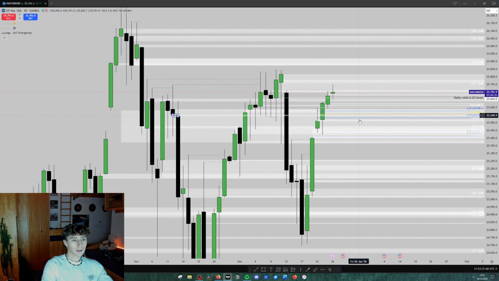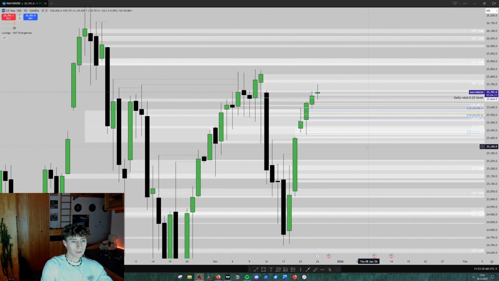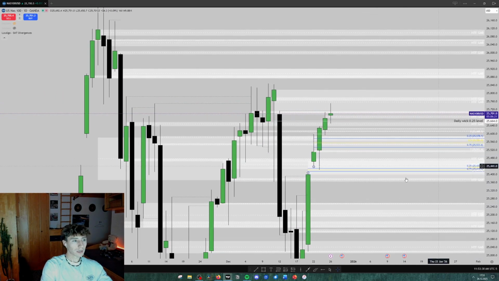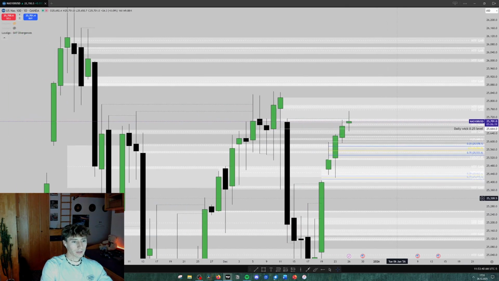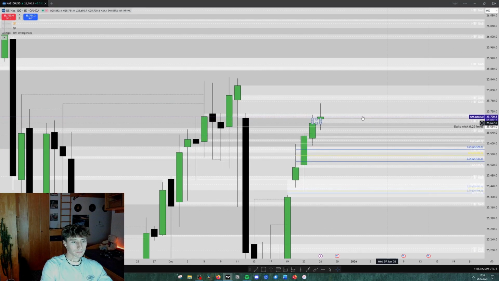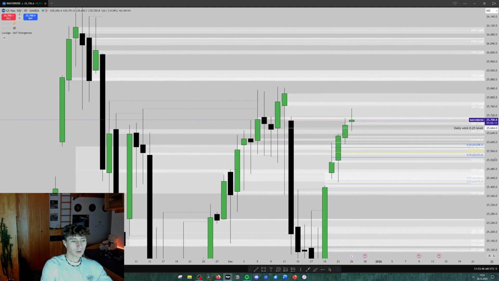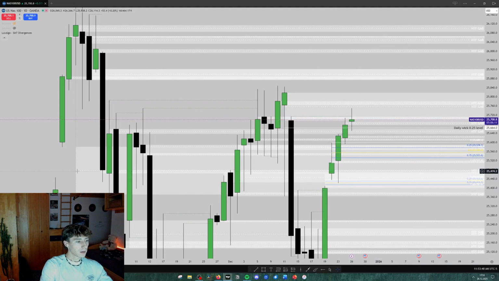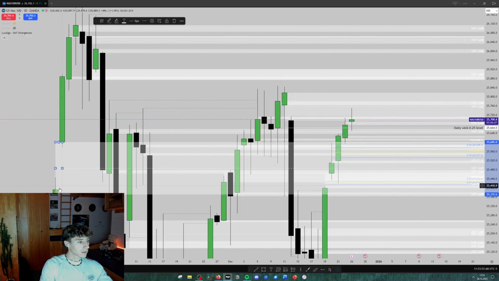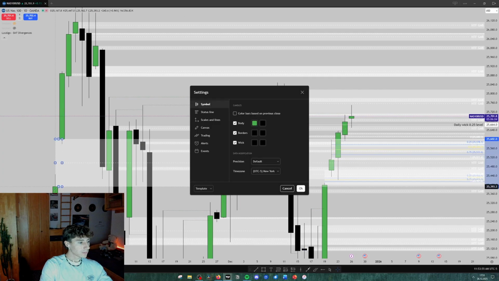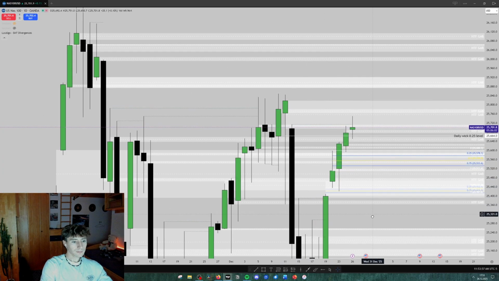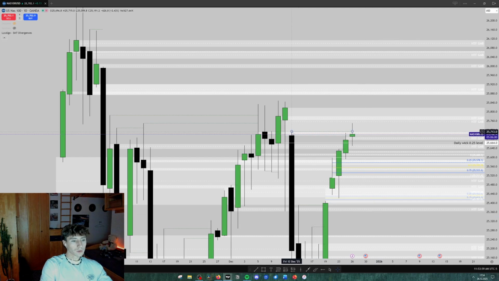We'll start on the daily chart as always, and then we will break it down. It was quite a really low volume day today as expected, since it's Friday and we are coming off a bank holiday. What I was looking at is the daily wick right here.